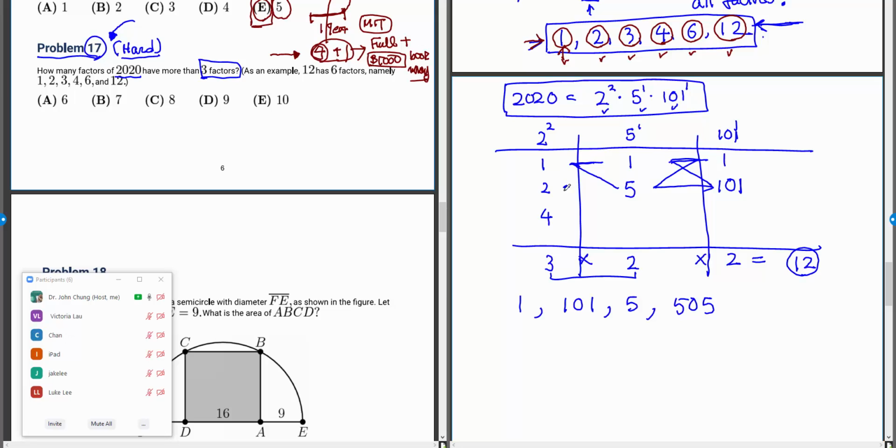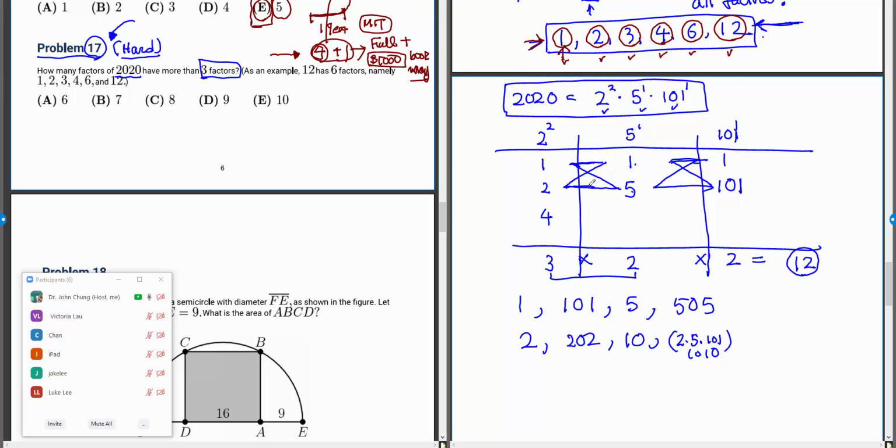Yeah. The next one, using this number 2. 2 times 1 times 1 is 2. 2 times 1 times 101 is how much? 202, right? Yeah. Now we finished that. Now 2 times 5 times 1 is 10. 2 times 5 times 101 is what? 1010, right? Okay. Now we just finished that.